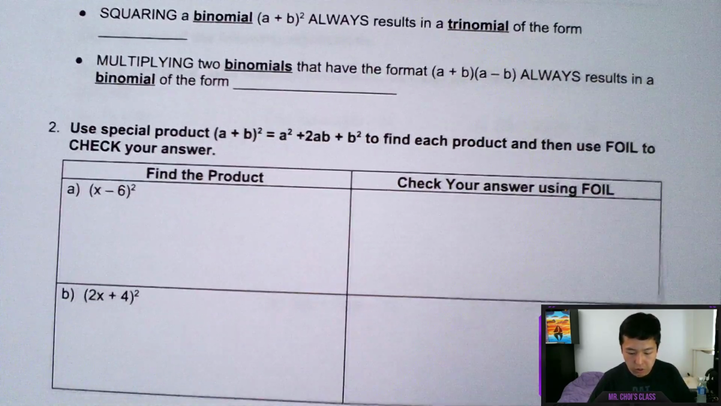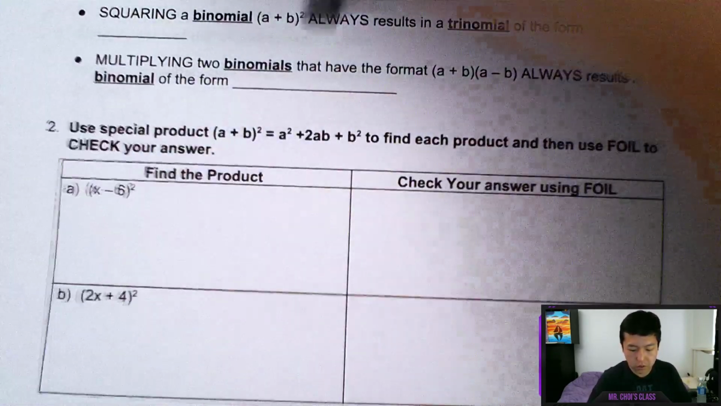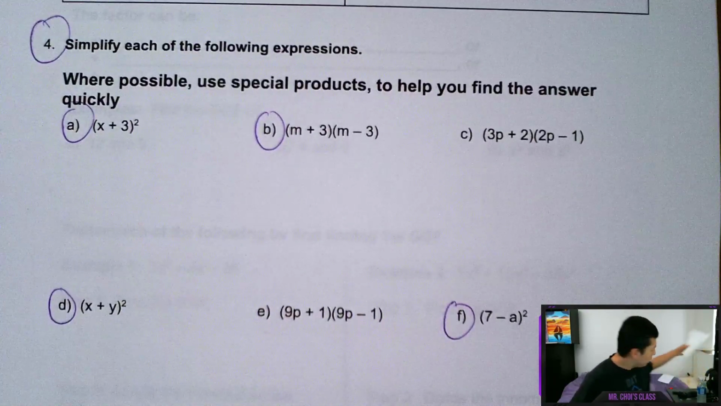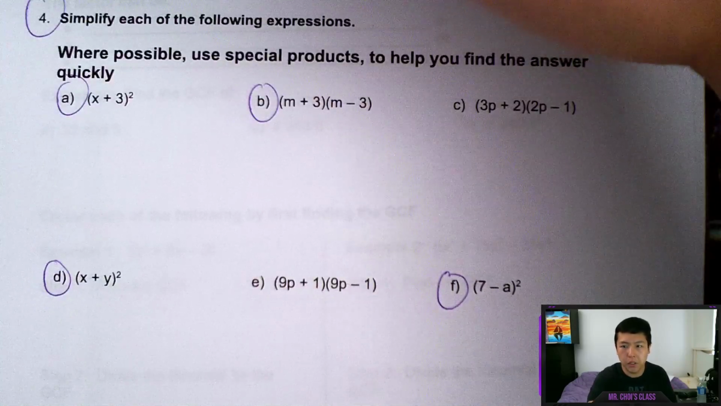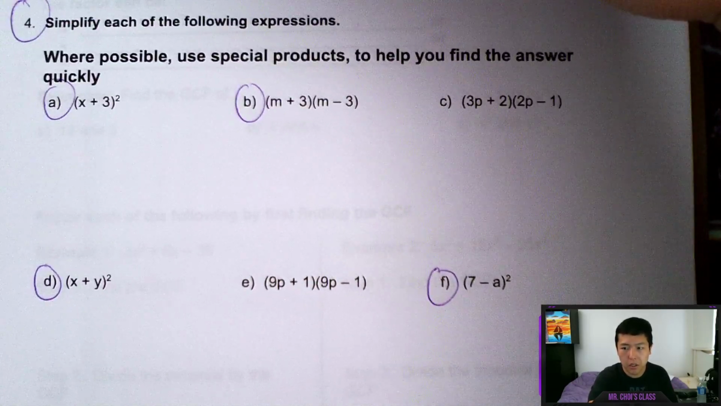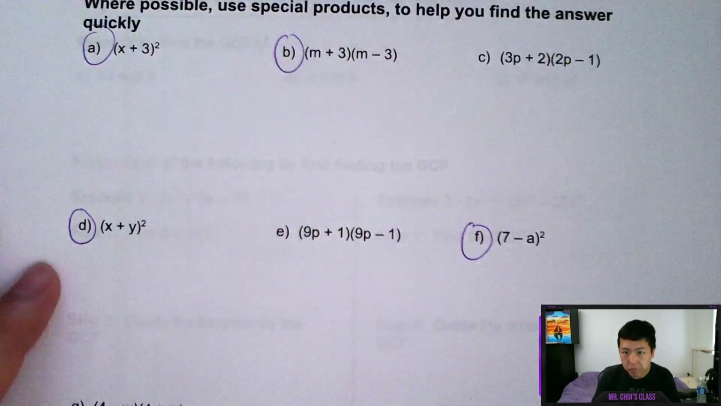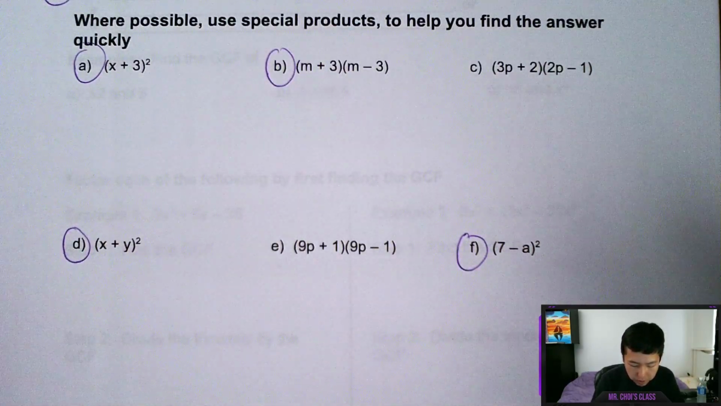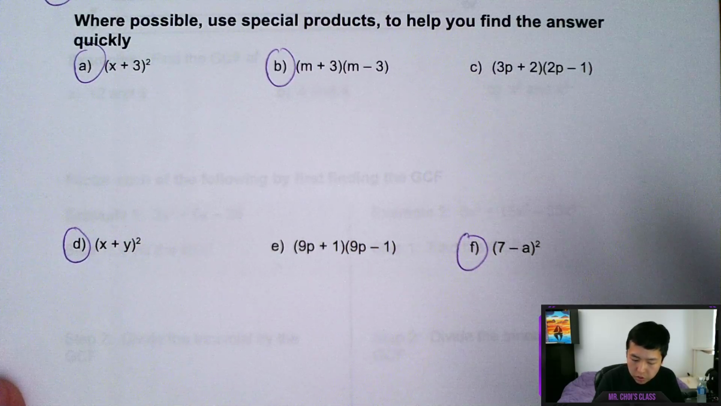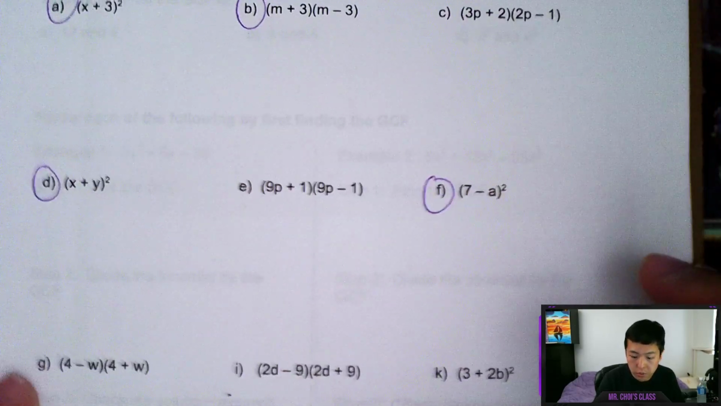Whoa, this is not the one. Oh, yes, it is. Not this page. So, question 4. Right, I asked you to do a couple of these. These were special products. Okay? So, let's do a couple of these with special products. Let's do this one here.